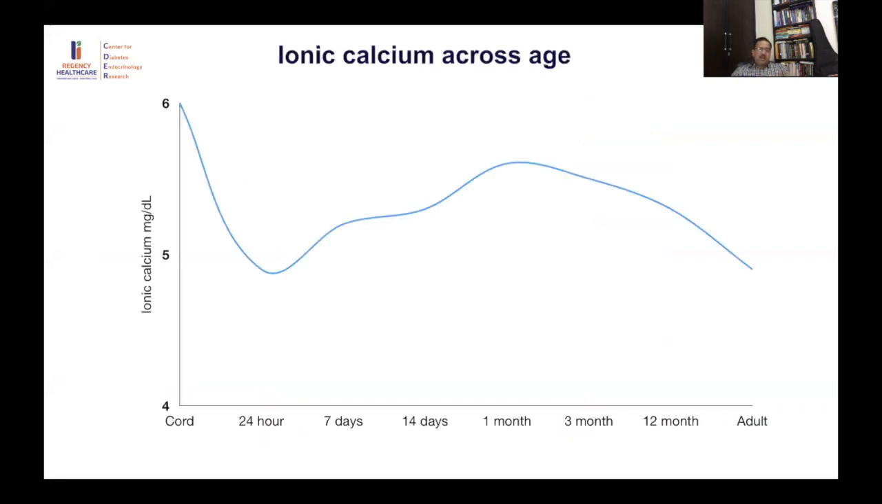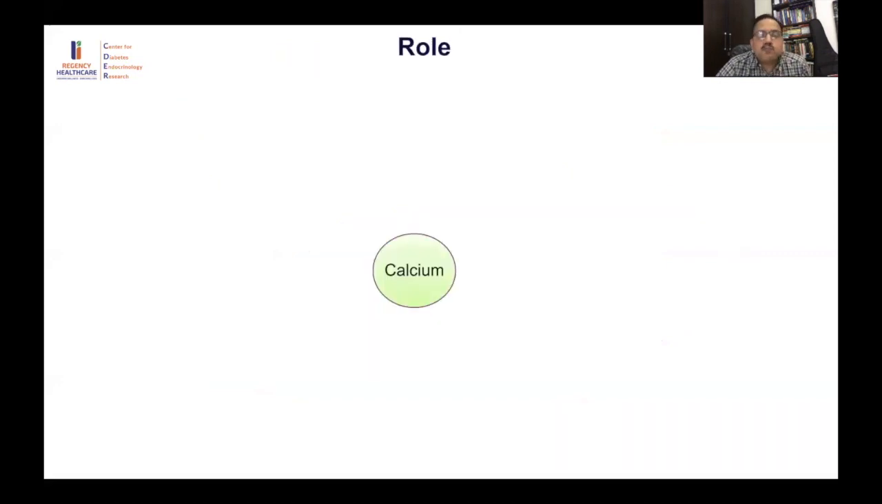So what happens is that as soon as we are born, the calcium levels come down, and then these levels tend to increase. So this is this 24-hour period, which is the nadir when the levels really come down. And this decrease is much more significant with preterm newborns because the levels can be really low. So now we've discussed the regulation of calcium. What does the calcium do to the body?